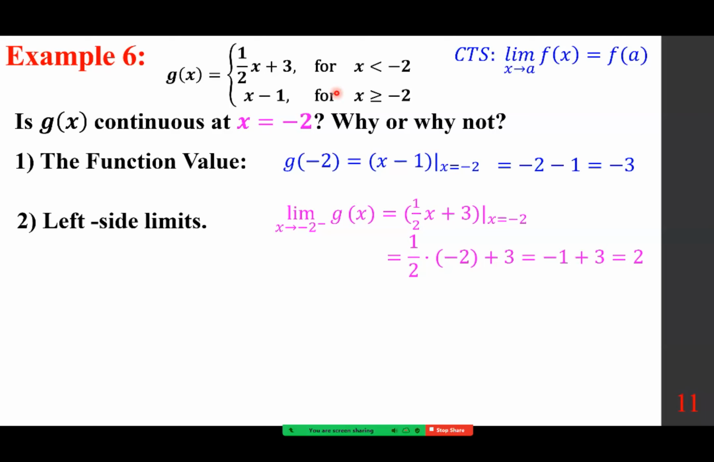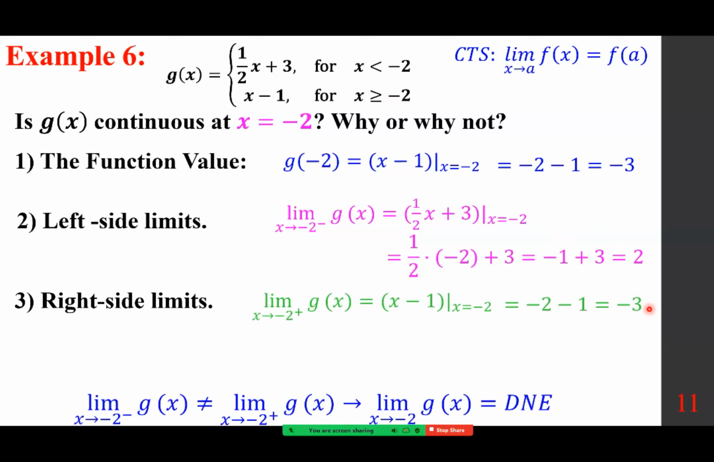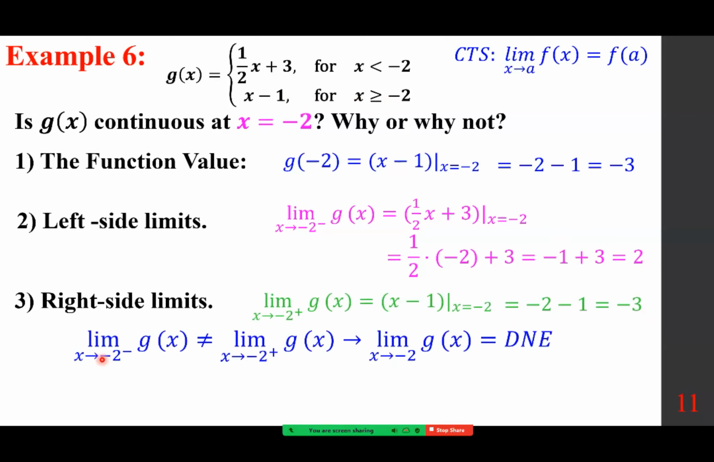Now from the right side, I'm going to use larger than -2. So I'm going to use this piece. And that gives me -3. So what happens is that the limit from the left and right are not identical. The limit does not exist. Limit of g of x as x approaches -2 from the left and right are not the same, so the limit doesn't exist. Therefore, g is not continuous at x equals -2.